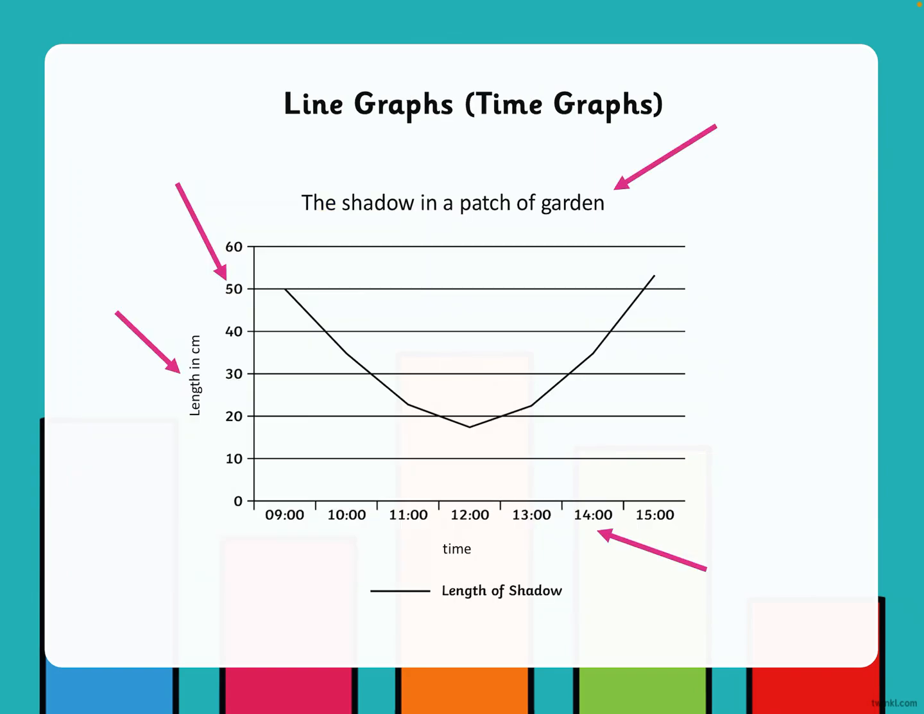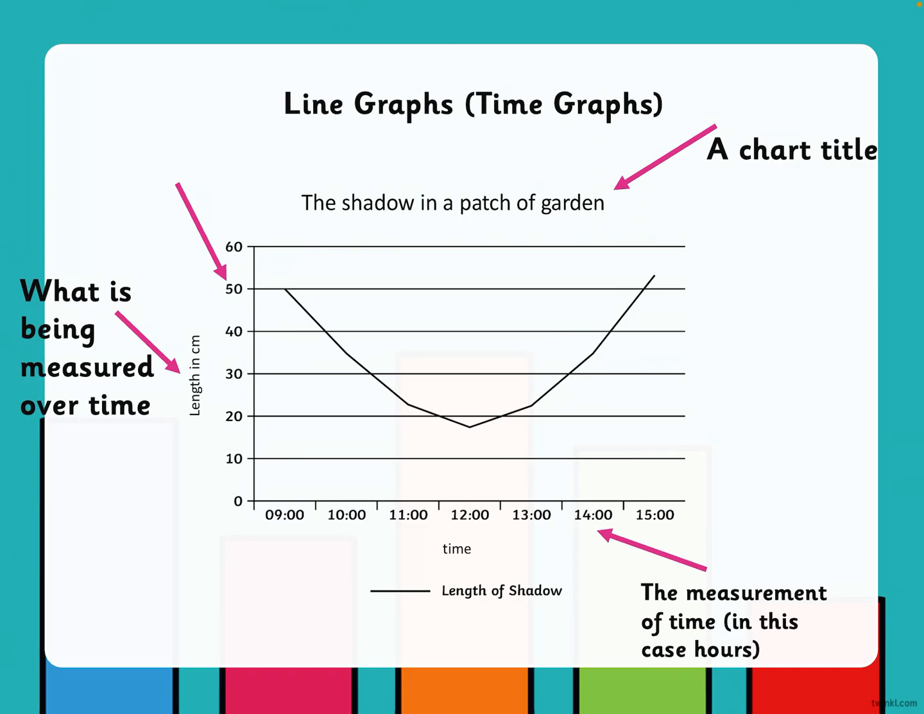So let's see what titles line graphs need to have. Now it's pretty similar to bar graphs. You still need a chart title, so we know what the chart's about. At the bottom, you need to put the measurement. So what's the measurement of time? It's the time measurement. So what type of time is it? Is it days of the week? Is it weeks? Is it months? Or in this case, it's hours, okay?